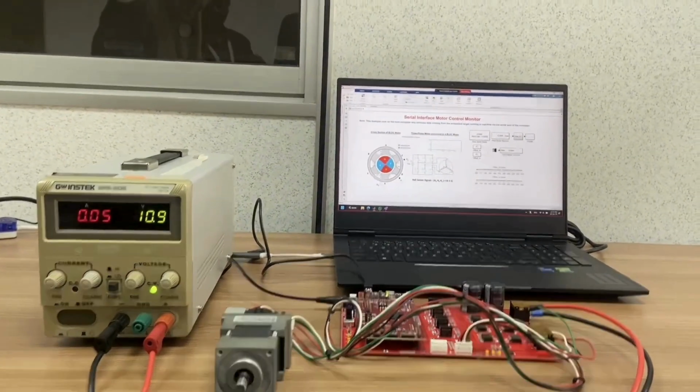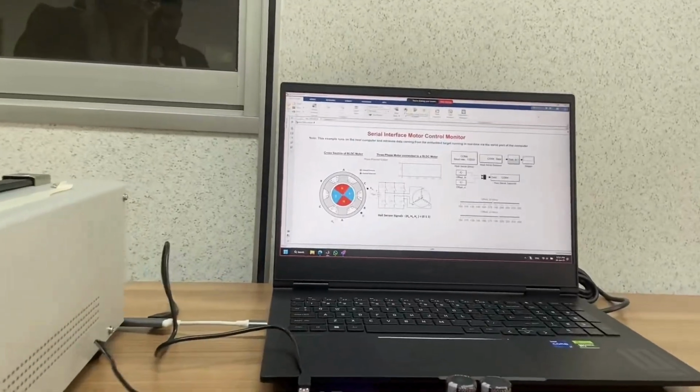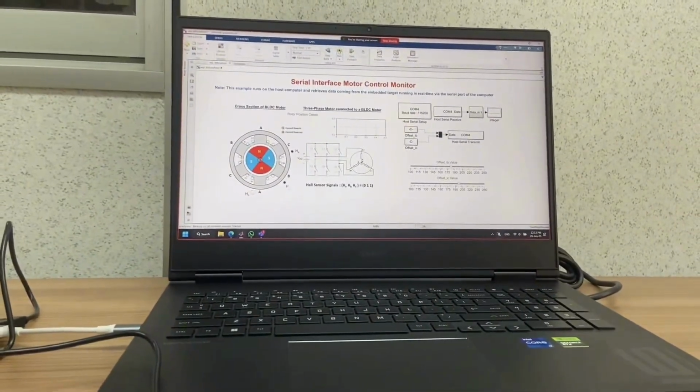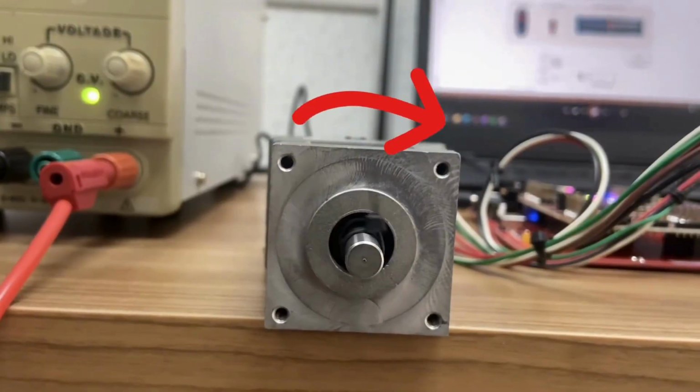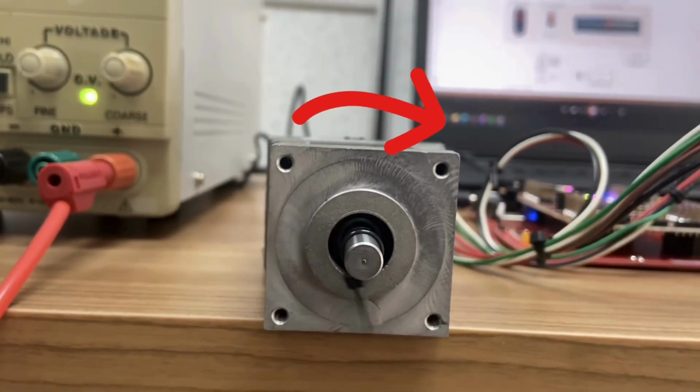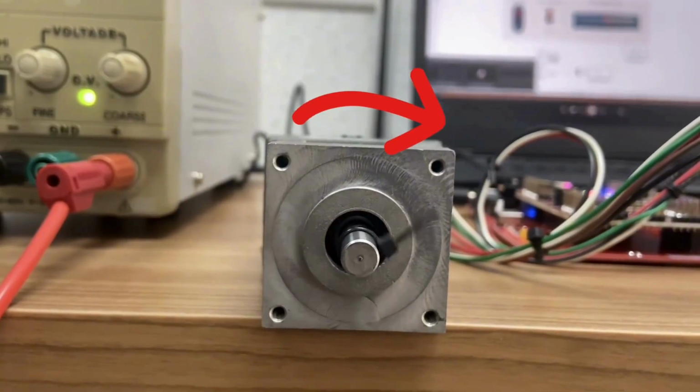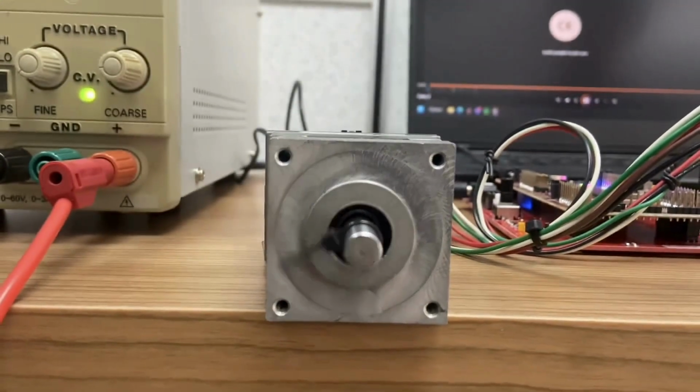After we set the minimum voltage to 10 volt, we need to run the simulation in the software part. After the simulation has been run, we can see the motor rotates in the clockwise direction.